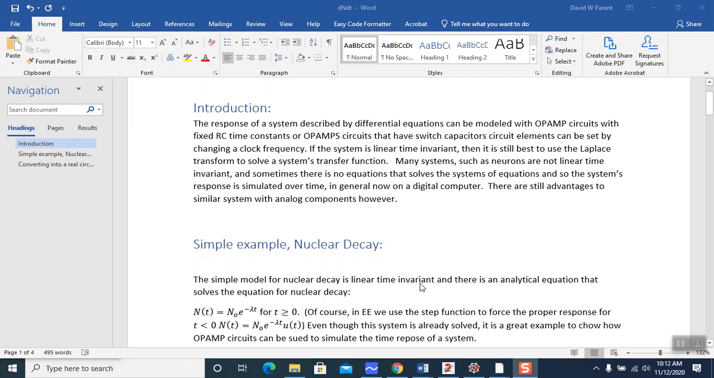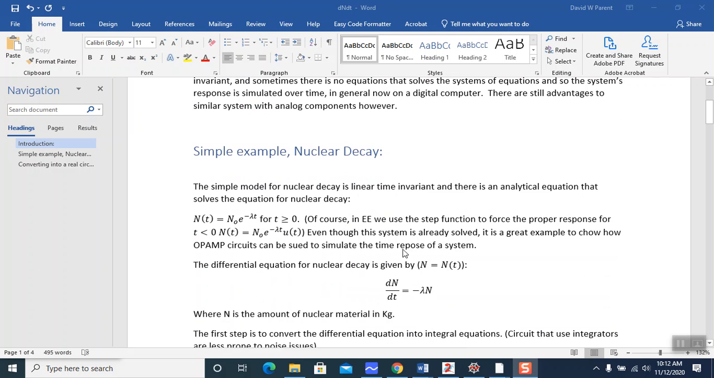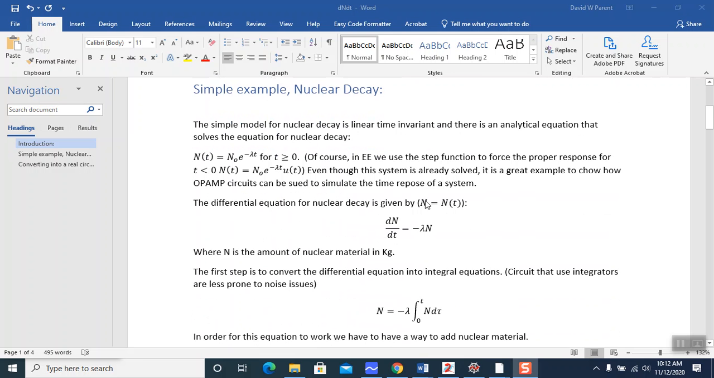Now, many systems such as neurons aren't linear time invariant, and so there's not necessarily an analytical solution to them, and so you end up simulating things. Now, the nuclear decay example is linear time invariant, but we're going to use it as a case study to get started.